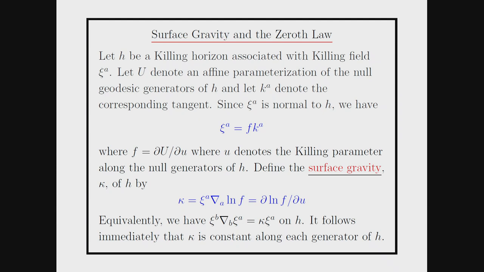Kappa, I mean, if C was the affinely parametrized tangent, then the geodesic equation would be telling you this is zero. But if it's non-affinely parametrized, then it's proportional to the tangent, and kappa is the function of proportionality. Because C is a Killing field, it immediately follows that kappa has to be constant along each null geodesic generator. But in principle, kappa could vary from generator to generator.